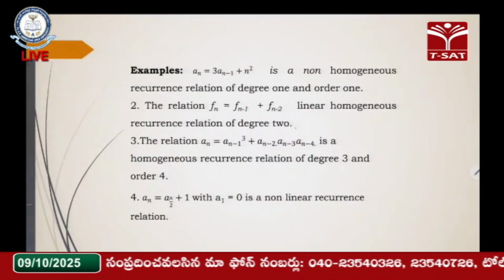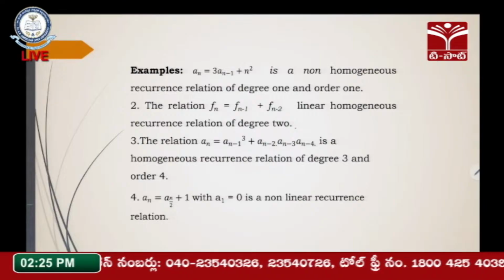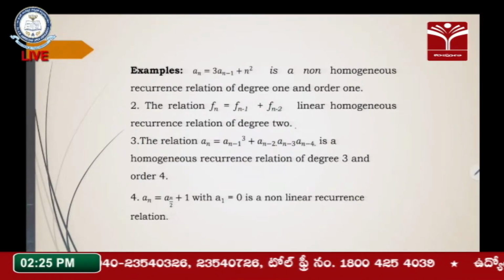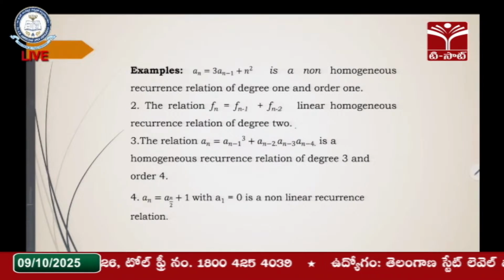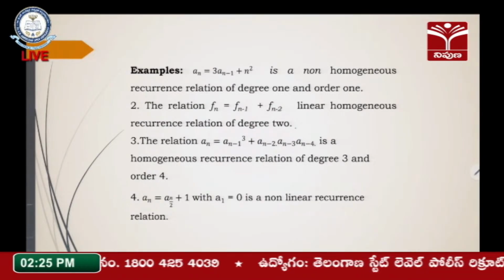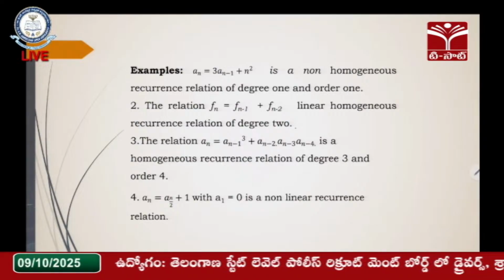Next, for example, if you take a_n equal to 3a_(n-1) plus n squared, which is a non-homogeneous recurrence relation of degree 1 and order 1. If you take the Fibonacci relation, F_n equal to F_(n-1) plus F_(n-2), which is a linear homogeneous recurrence relation of degree 2.